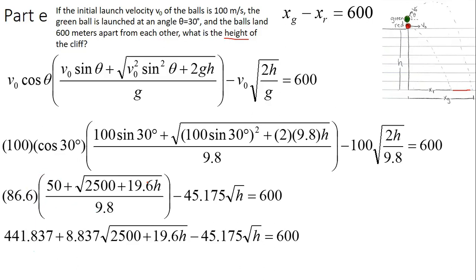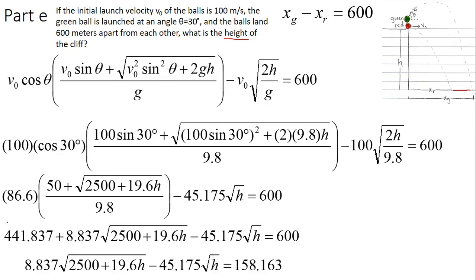So I end up with this, and then I'm going to simplify it a little bit more by subtracting this 441.837 to both sides. Okay, at this point the algebra is pretty tricky to figure out. I will show it to you, but what I think might be an easier method is to graph this on your graphing calculator and find the zeros.